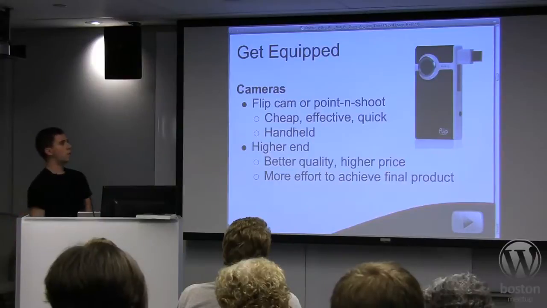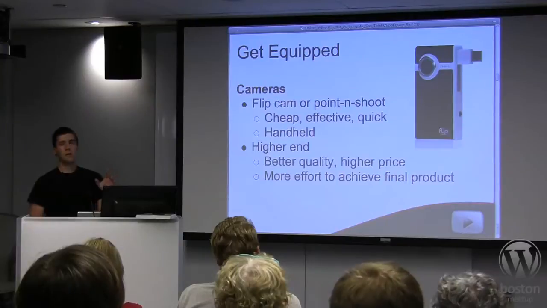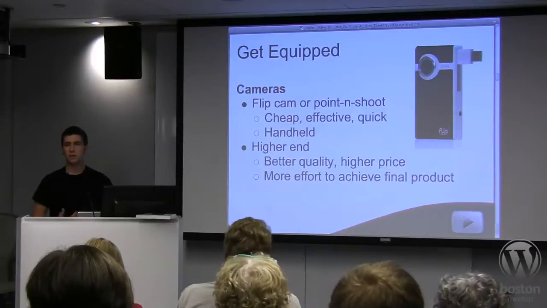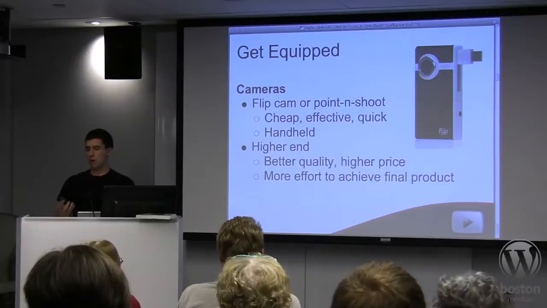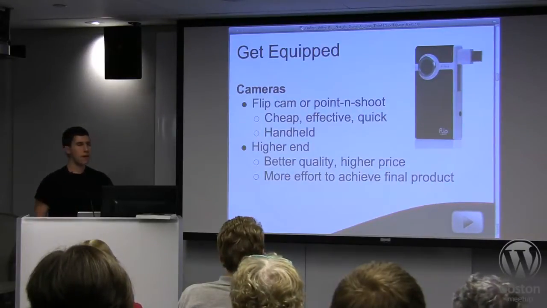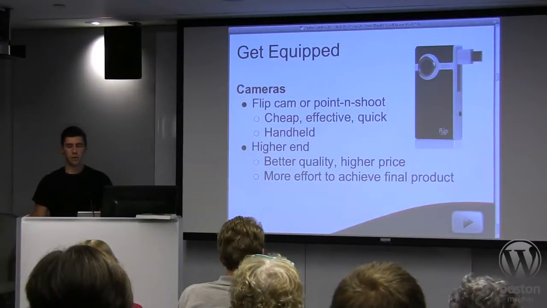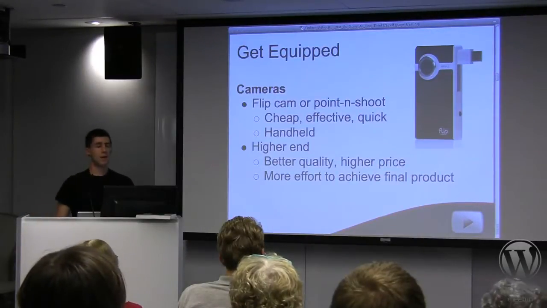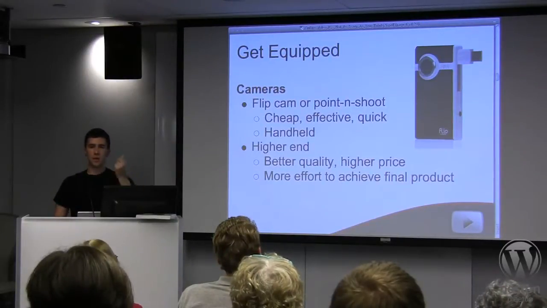So, getting equipped. What you see here is a flip camera. I don't know if any of you have ever used a flip camera, but that is the lower end of what you might want to use if you want to get quickly into making videos. It's also comparable to a point-and-shoot camera, or my cell phone, which shoots very low-quality HD video. A point-and-shoot camera or a flip camera: cheap, very effective, very quick. You can literally handhold the thing, point it at yourself, and make videos of yourself talking, and it has this cool little button that when you push it, a USB jack pops out from the side.